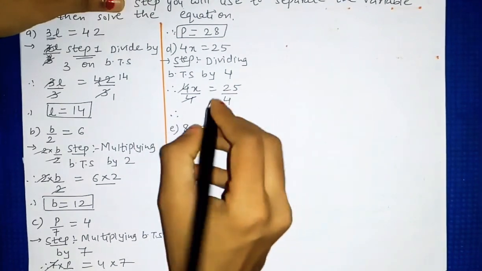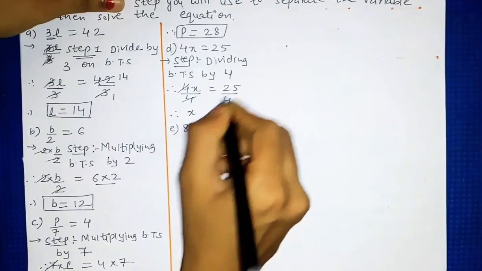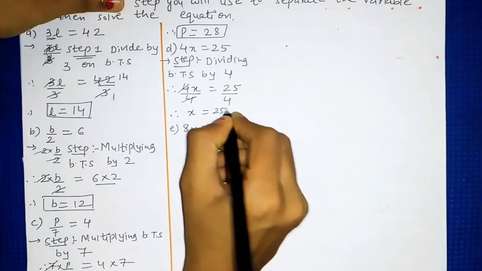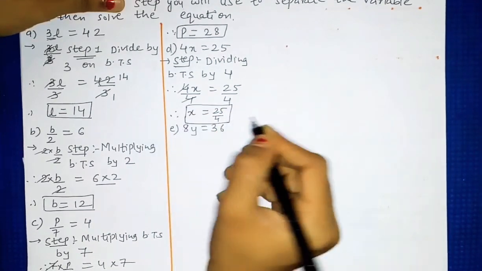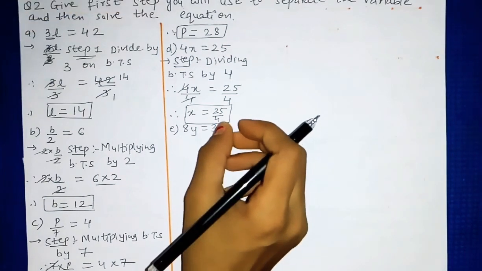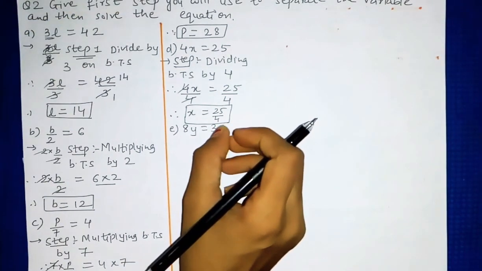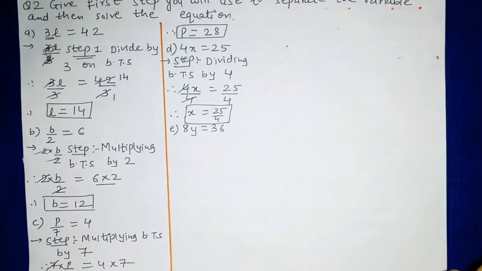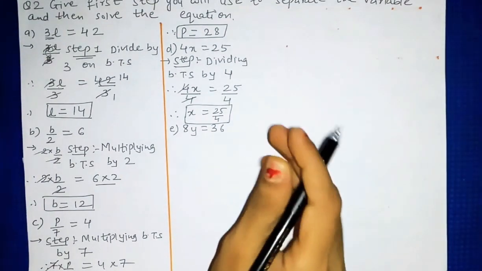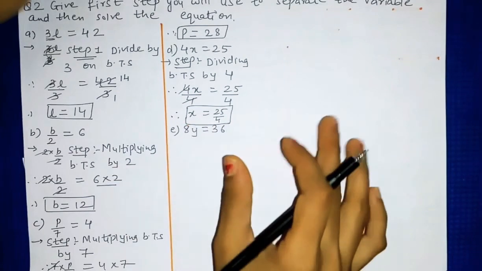So we don't have to cancel it. Here what is left? X. And this side 25 upon 4 is left. So this is our value of the variable. Now the value of the variable can be a positive number, a negative number, or it can be a fraction also. So don't worry, this answer is also correct. So 25 upon 4 is the value of this variable X.